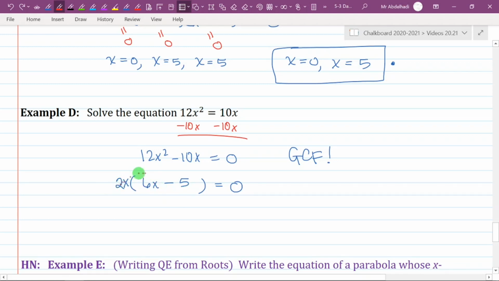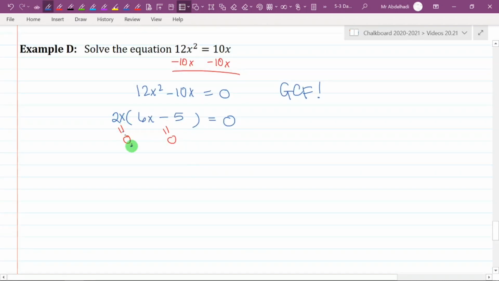And if 2 factors equal 0, when you multiply them, then each one of them can be set equal to 0. So set this equal to 0 and set this equal to 0. We have 2x equals 0, so that means x has to equal 0. And now we have 6x minus 5 equals 0. That one is not so obvious, so let's write it down. 6x minus 5 equals 0.